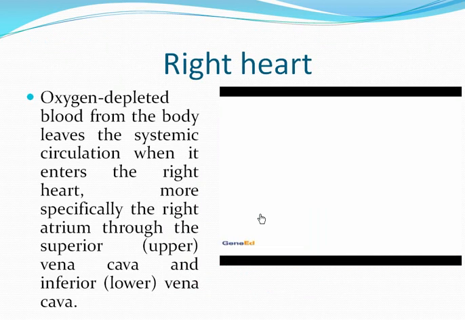Right heart. Oxygen-depleted blood from the body leaves systemic circulation when it enters the right heart, more specifically the right atrium, through the superior upper vena cava and inferior lower vena cava.